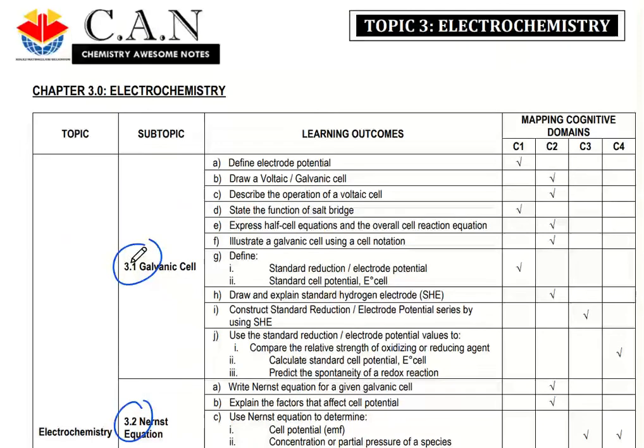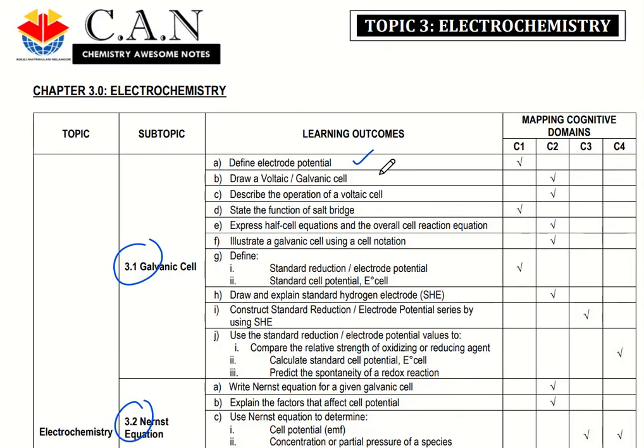For 3.1, you will learn to define electrode potential, and draw a voltaic cell, or we can say galvanic cell. You have to describe the operation of the voltaic cell, state the function of the salt bridge, express the half-cell equation and the overall cell equation, and illustrate a galvanic cell using the cell notation. This one is your C1 and C2. Then you have to know about the standard reduction electrode potential and the standard cell potential, E0 cell.